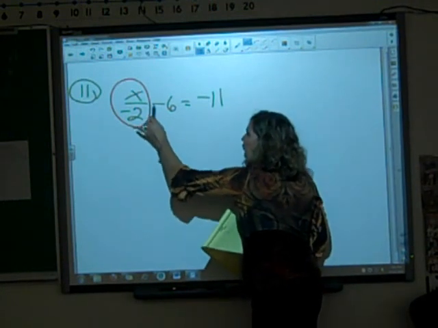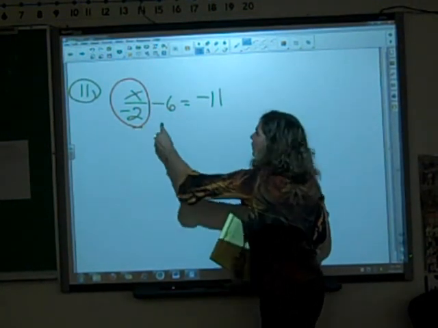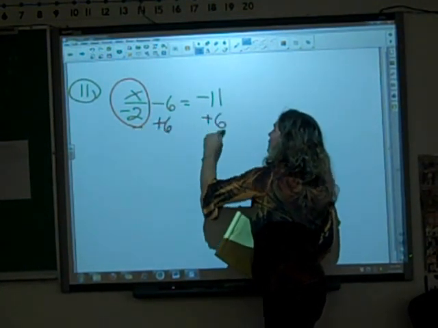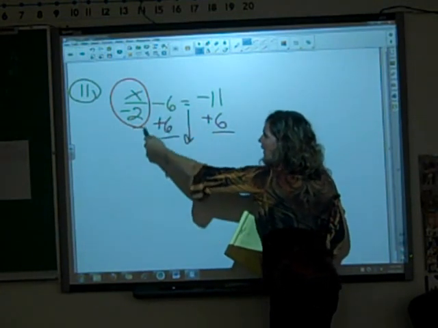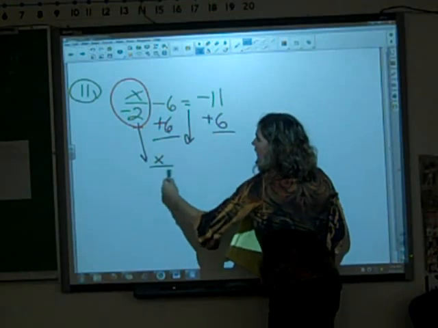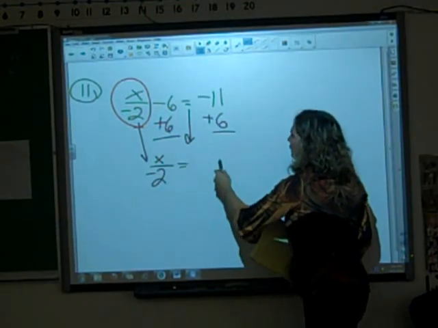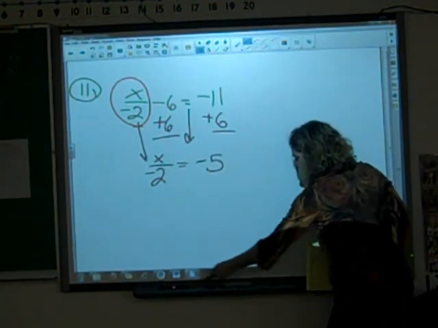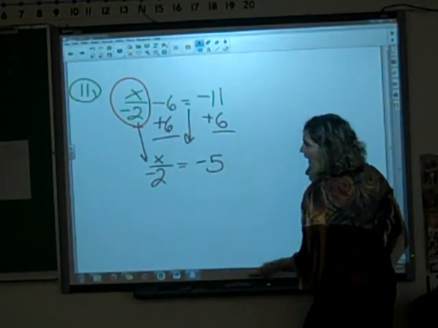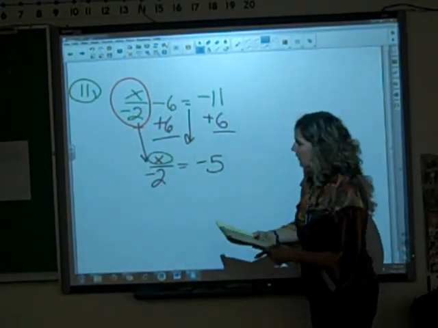And how do we undo the minus 6? We're going to add 6 to both sides. You do it to one side, do it to the other. That zeroes out and bring down what's left. X divided by negative 2 equals negative 5. Again, our ultimate goal is to isolate that variable x.